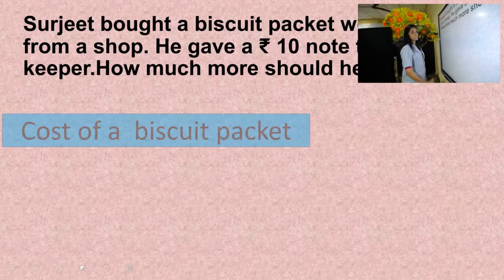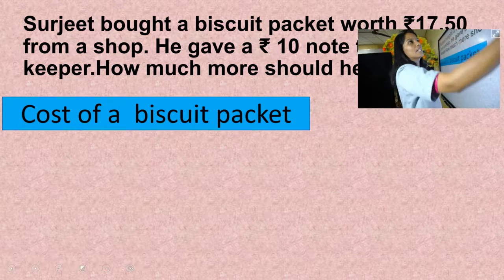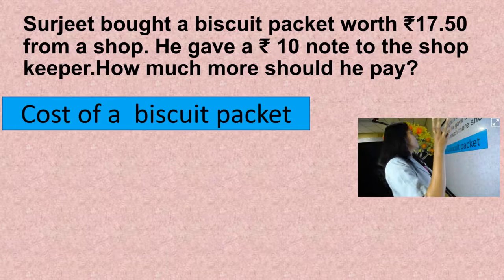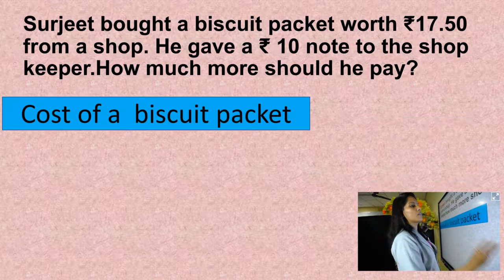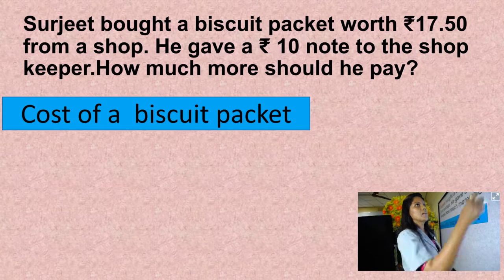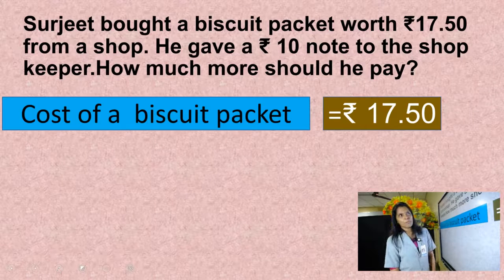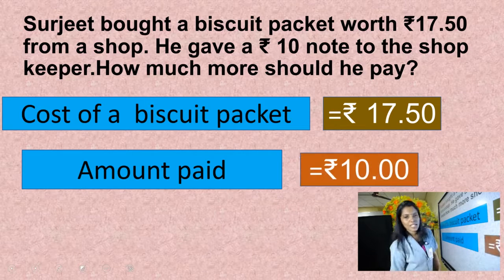Ready? What is the first step? It is the thing that is given in the question. What all things are given in the question? First, what is the cost of the biscuit packet? The biscuit packet costs rupees 17 and 50 paise. What is the amount that he paid to the shopkeeper? 10 rupees, right?